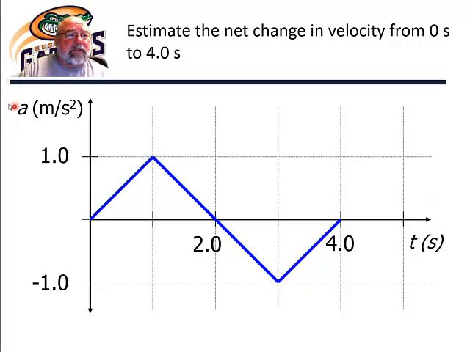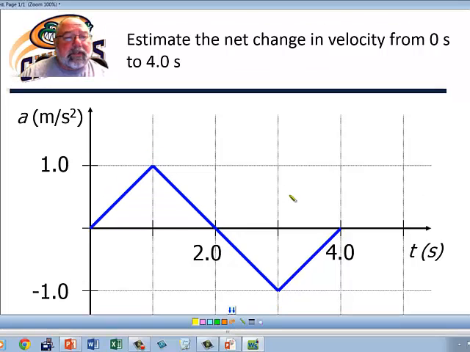First thing that I always do is I look over here on the vertical axis to see what type of graph I'm dealing with, because that changes how we find the information that we're looking for. So we're going to try to find the net change in velocity from 0 to 4 seconds. And that's not too bad. Going from acceleration to velocity, we are finding the area under the curve.